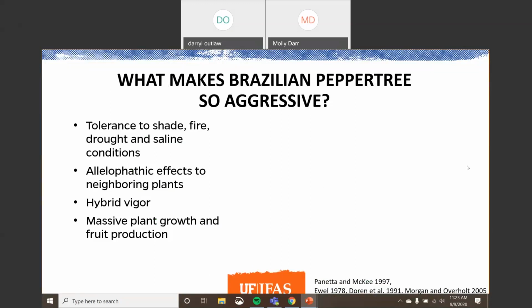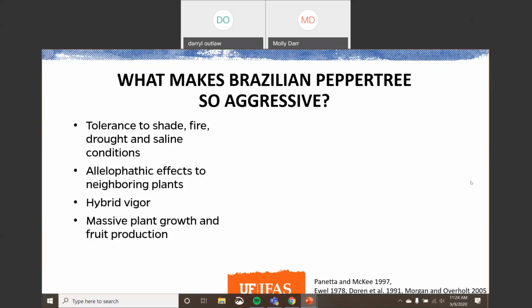So what makes Brazilian pepper tree so invasive? Well, I like to call it the honey badger of the invasive plants. It just doesn't care. It's tolerant to shade, fire, and drought. It can grow in saline conditions. It will grow almost anywhere. It also is allelopathic, which means that it secretes compounds into the soil that can reduce the germination or growth of neighboring plants. So a little bit of plant chemical warfare.